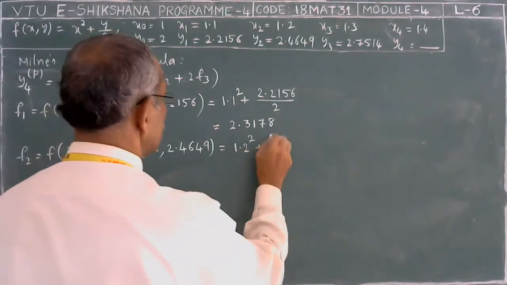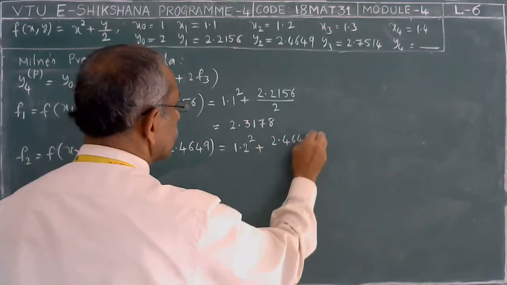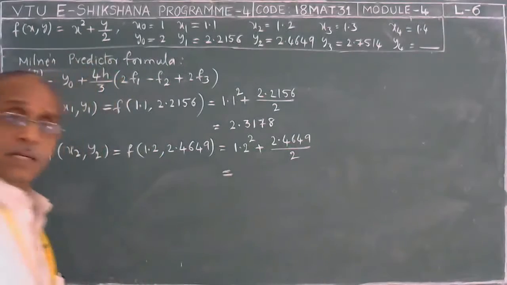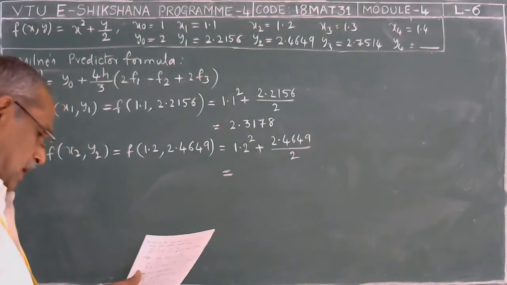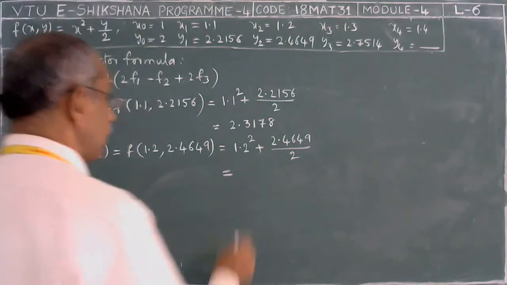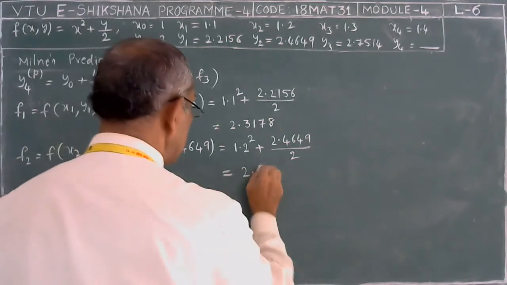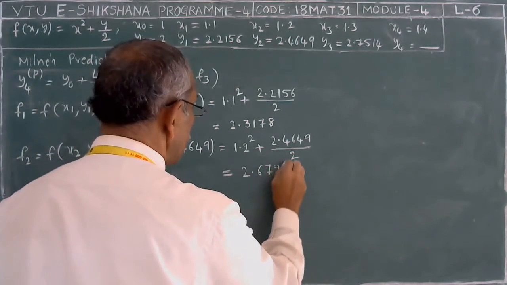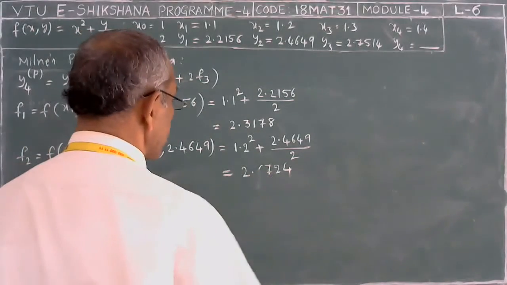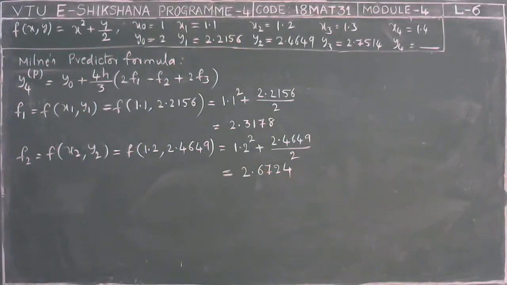So by definition, this is 1.2 square plus y by 2, 2.4649 divided by 2. So if you compute carefully using your calculator, f2 turns out to be 2.6724. Now I need one more quantity.